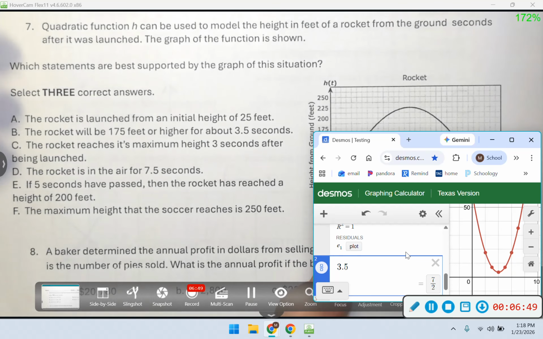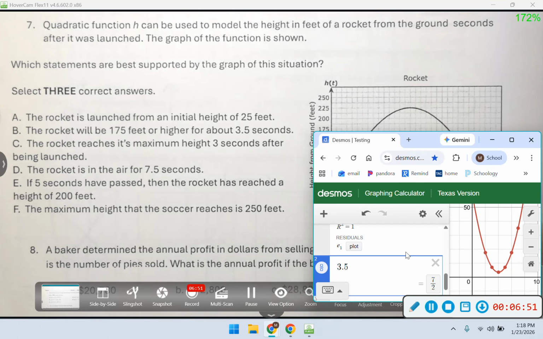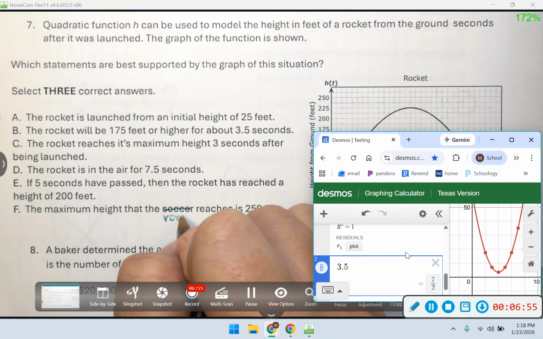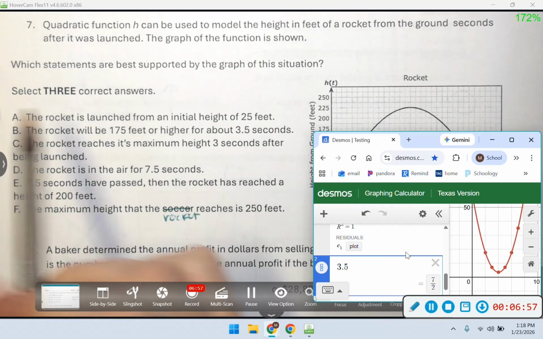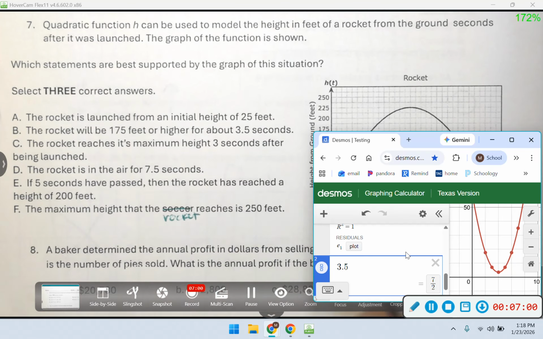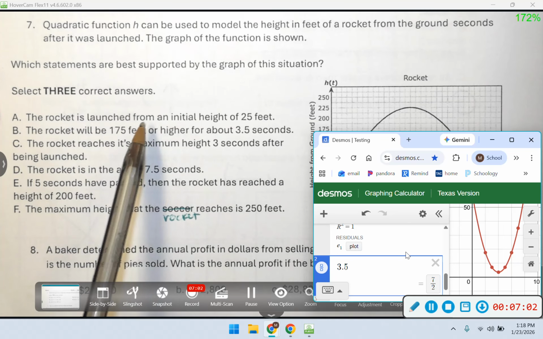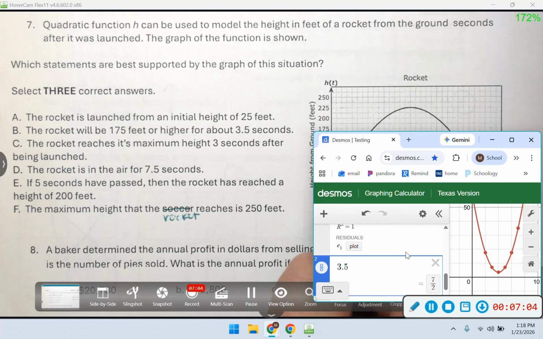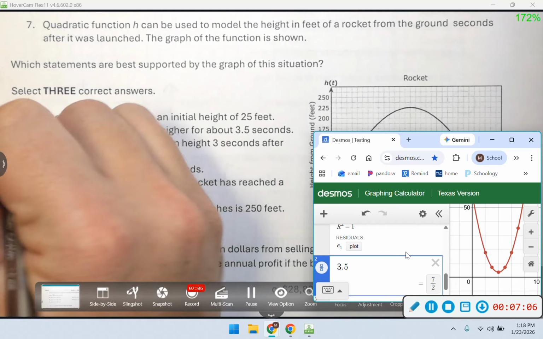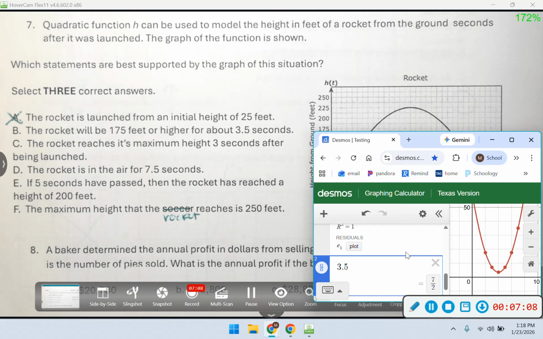Okay, number 7 is super similar. We're talking about a rocket. I know one of them says soccer. Pretend it's talking about the rocket. Okay, so it says which statements. Same concept as number 6. The rocket is launched from an initial height of 25 feet, but if you look right here, that starts at 0, so that's wrong. The rocket will be 175 feet or higher for about 3.5 seconds. So here's 175. Draw it across. And it starts at 2 seconds and ends at 5.5, which is 3.5 seconds.